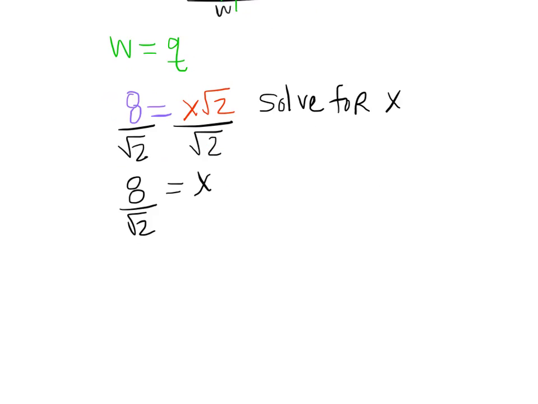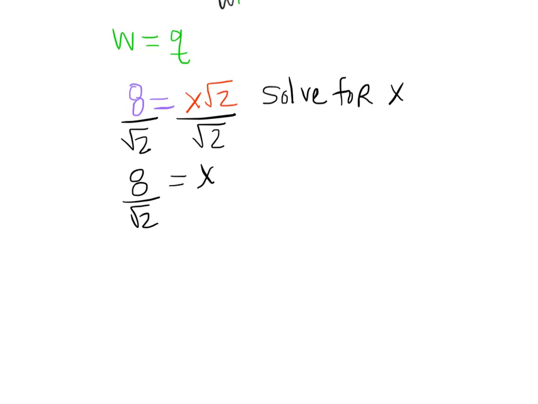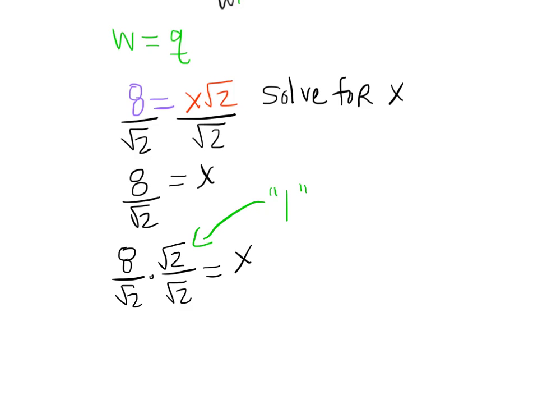So what I'll do is I'll take 8 over the square root of 2, and I'm going to multiply it by 1, but a really unattractive one. By multiplying by 1, right here, this is 1. Let me show you what's going to happen. My goal is to get the square root out of the denominator. No square roots. Let's see what happens.